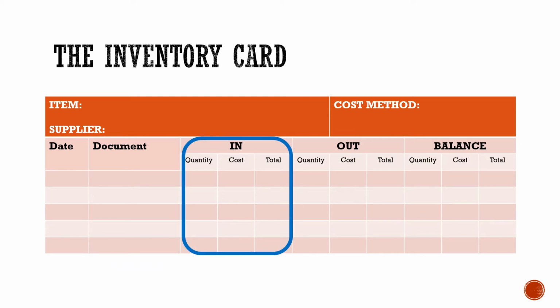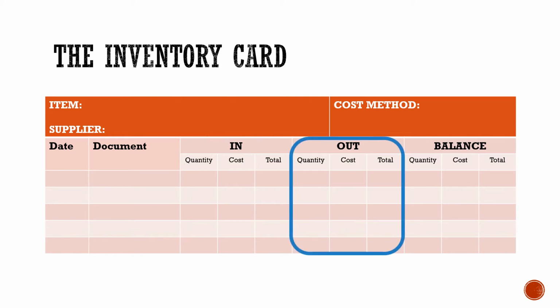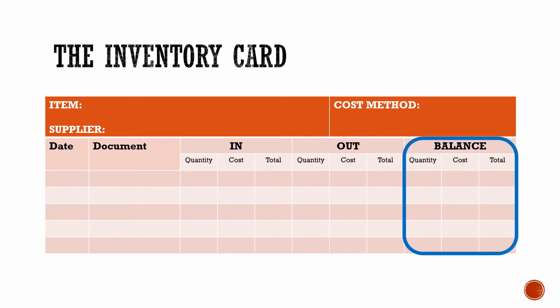So whenever there's inventory coming in, this is where we record the details of the inventory coming in, which includes the quantity of the inventory, the cost per unit of the inventory, and the total cost of the inventory coming in. Here is where we record any inventory going out. And lastly, here is the balance of the inventory on hand.